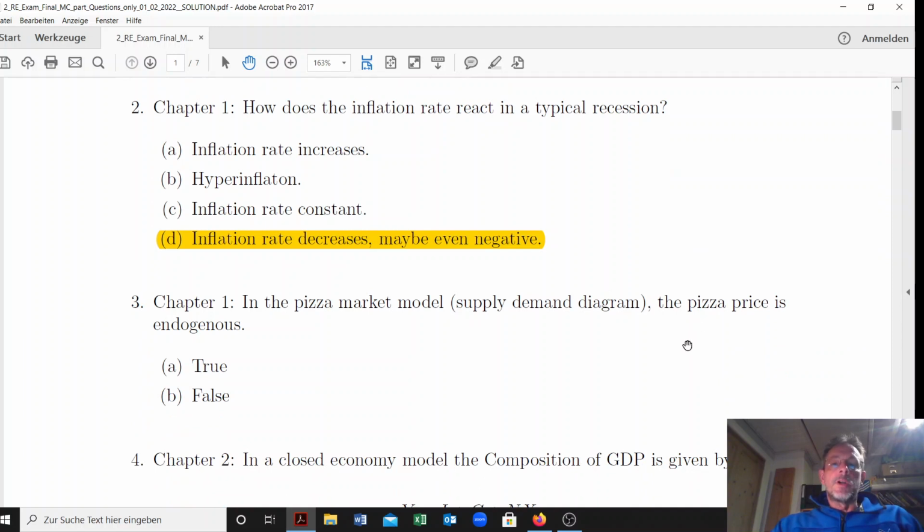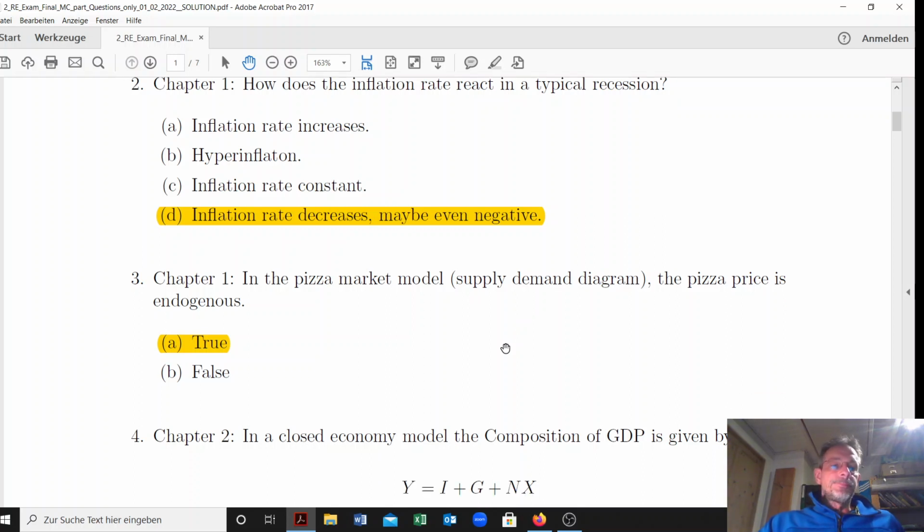Chapter 1, in the pizza market model, the supply and the demand diagram, the pizza price is an endogenous variable. This is true, definitely. Therefore, we are writing the price on the vertical axis, because then we directly know how a shock is digested, what reactions a shock unfolds with respect to the prices. So we are frequently putting endogenous variables on the axis of a diagram so that we directly can find out how changes affect the endogenous variables.